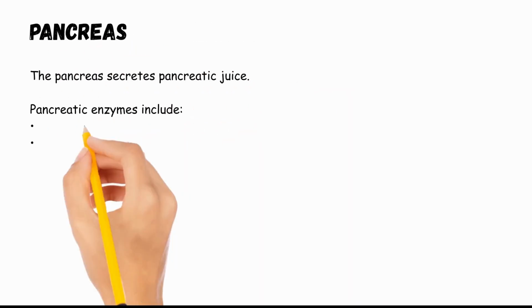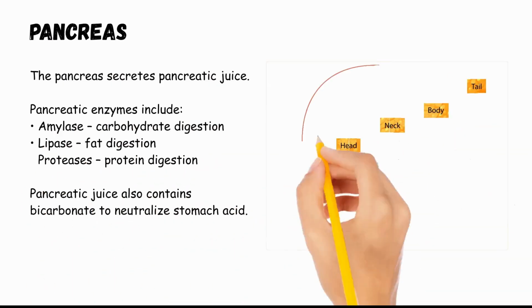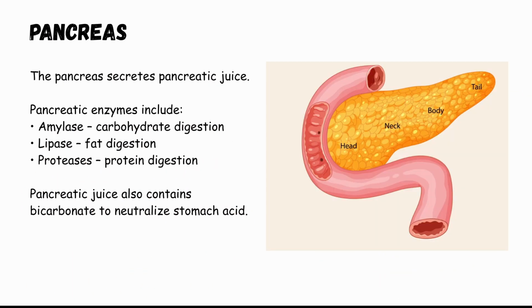The pancreas is both an endocrine and exocrine gland. In digestion, its exocrine function is especially important. The pancreas produces pancreatic juice, which contains several digestive enzymes. These enzymes include amylase, which breaks down carbohydrates, lipase, which breaks down fats, and proteases, which break down proteins.